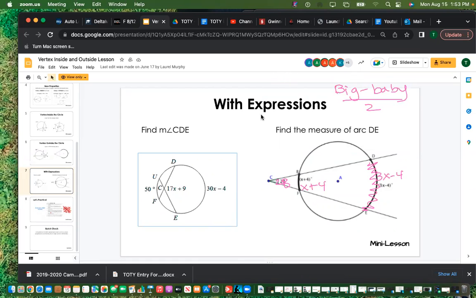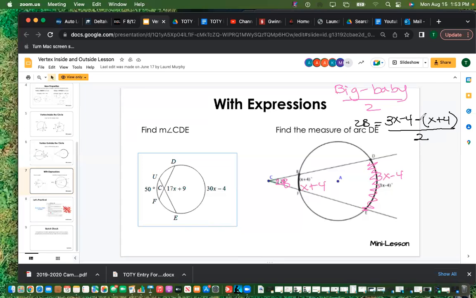Okay, so we're gonna say 3x minus 4 minus the baby arc. Now, when you do this, you have to be really careful because this is gonna be x plus 4 inside the parentheses. And then we're gonna divide it by 2. We'll set that equal to 28, but we're not gonna worry about that just yet.